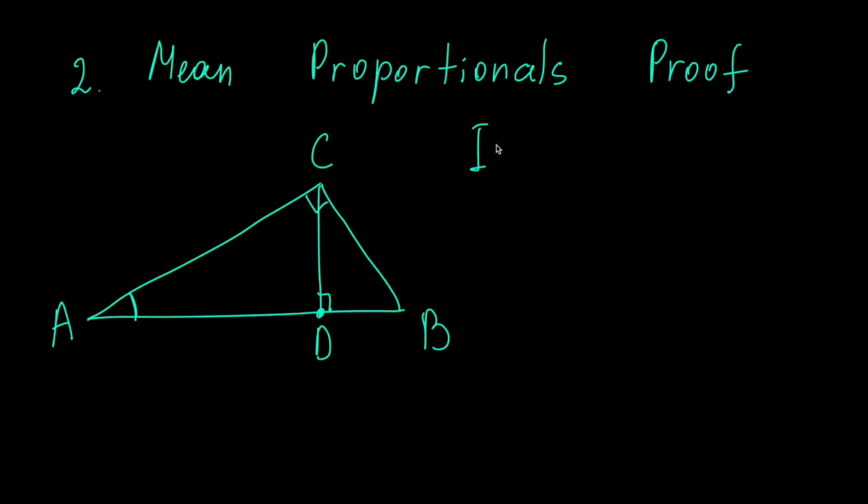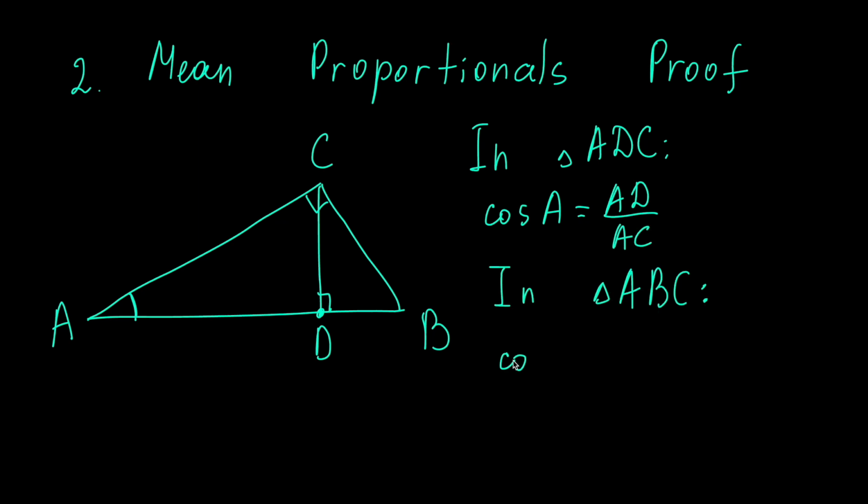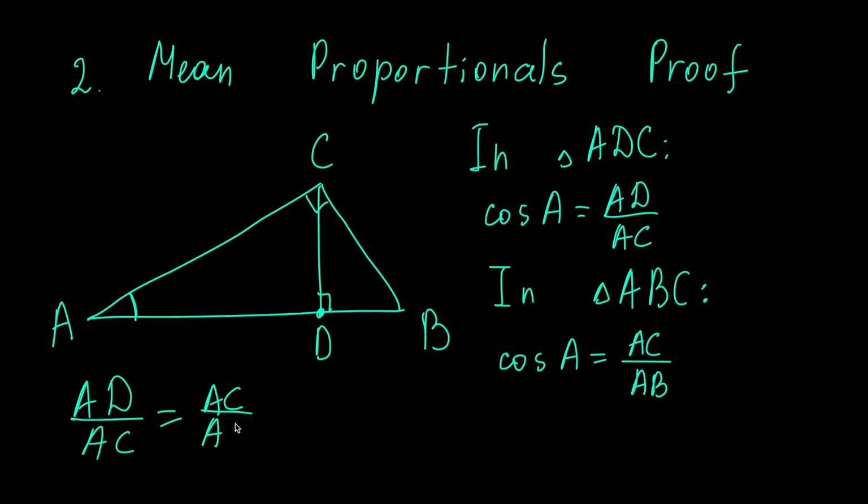So if we look at it in triangle ADC, then cosine A equals its adjacent leg divided by hypotenuse. So it's AD divided by AC. On the other hand, in triangle ABC, cosine A equals AC divided by AB, because in this triangle AC is adjacent leg and AB is the hypotenuse. Now since this is a cosine of the same angle, we can establish a proportion. AD divided by AC equals AC divided by AB. And from this proportion we can establish that AC squared equals the product of AB and AD.